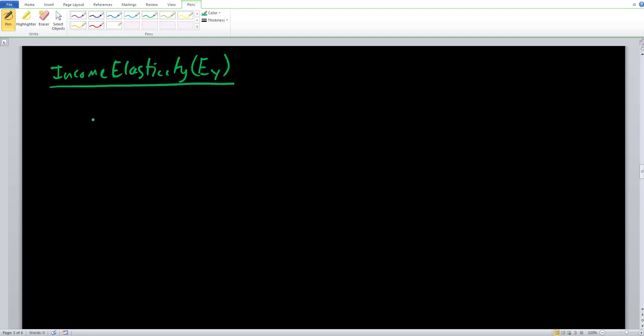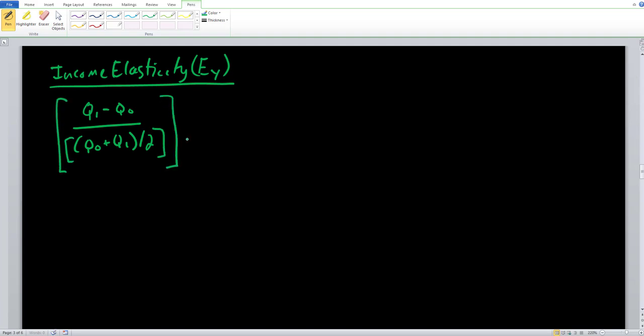And once again, just to build this up with the midpoint formula, we have the numerator, which is going to be the percentage change in quantity. So Q1 minus Q0 divided by Q0 plus Q1 divided by 2. So here, once again, order of operations do matter. Don't forget the brackets. And this is going to give us the percentage change in QD, quantity demanded for whatever good we're taking a look at.